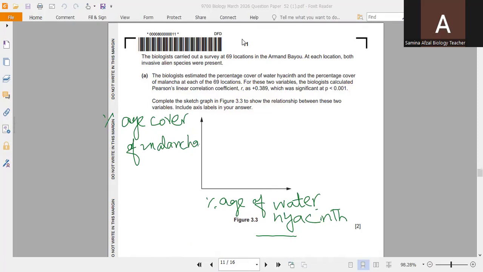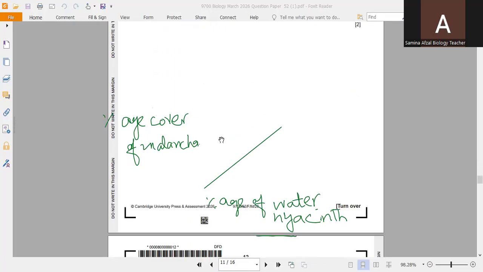Now we have to draw a straight, sloped line which will extend from bottom left to the top right, because it will show a positive correlation. r is equal to 0.389, so it will be in this way. There will be the straight line in this way, and it will show the positive correlation, r equal to 0.389. So you have to label the x-axis, the y-axis, and then this line will show positive correlation.